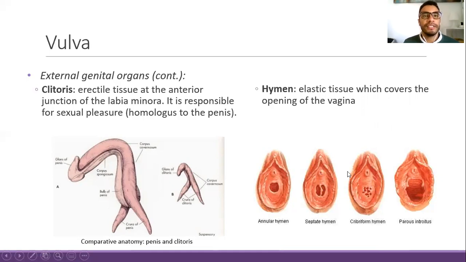So this is an overview of the female reproductive system, and we will keep up in the next video lecture with another subject.